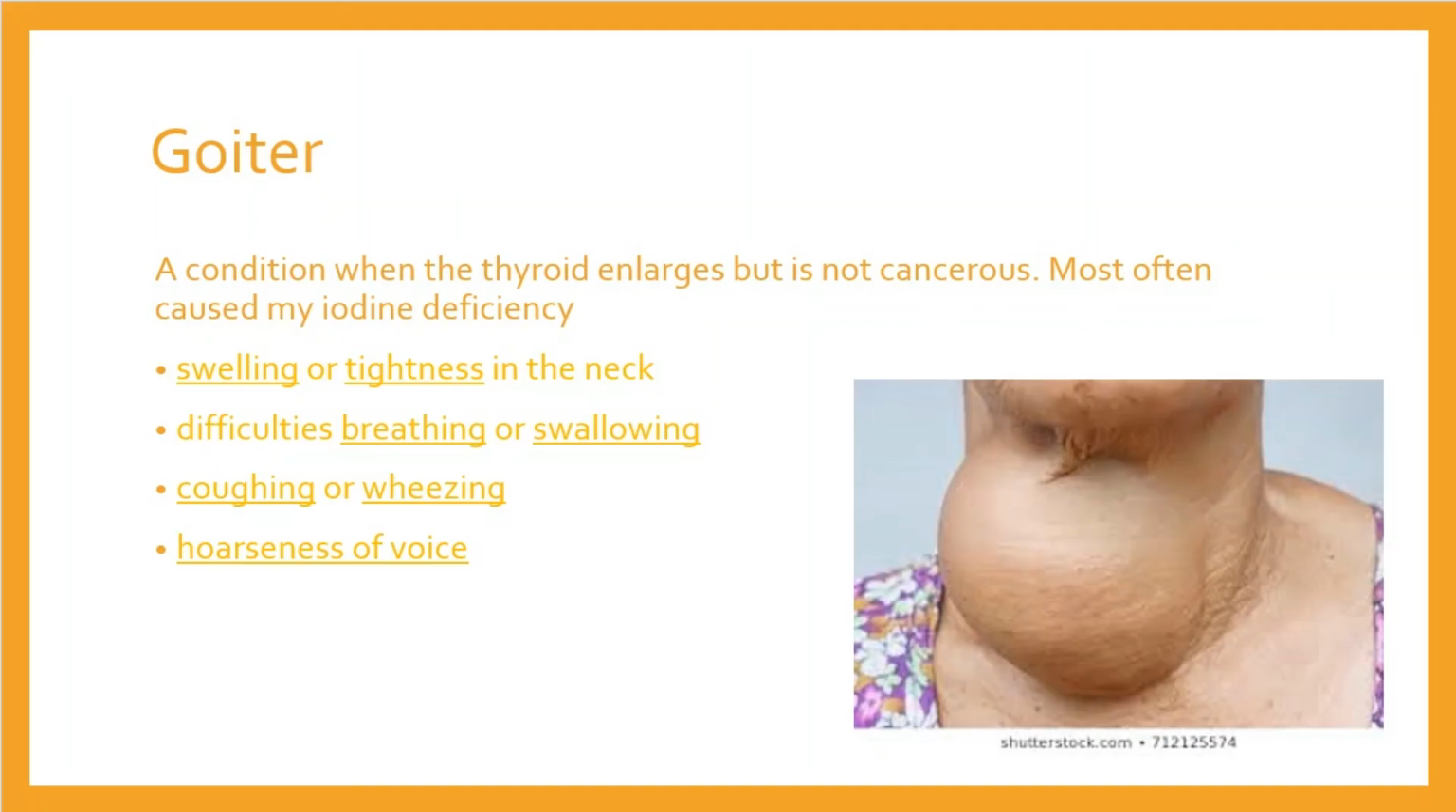Now, a common thyroid disorder is the goiter. A goiter is a condition when the thyroid enlarges but is not cancerous. Most often, it's caused by iodine deficiency, but it can be associated with other thyroid conditions such as Graves' disease. Patients generally experience swelling or tightness in the neck, difficulty breathing or swallowing, coughing or wheezing, or just a general hoarseness of voice. All in all, when presented alone and in the early stages, the introduction of an iodine-rich diet ought to reverse this condition.